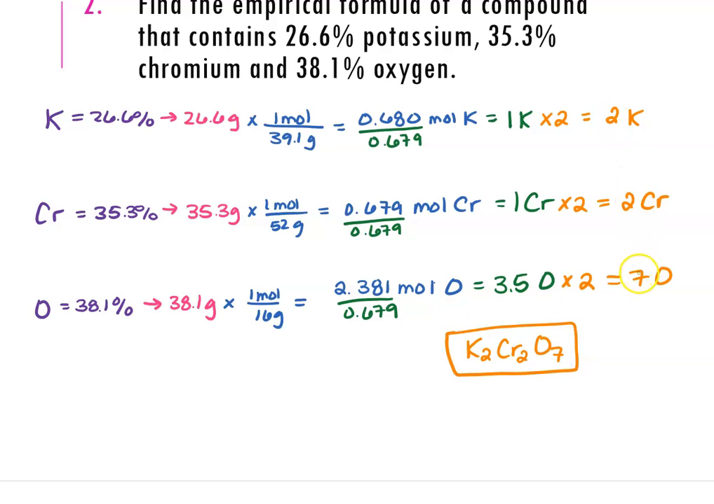Once you get to the point where you have all of the whole numbers, you still need to make sure that you come back and you write it as a formula, since we are looking for a formula. These values don't mean anything by themselves. We have to put it in the formula form in order for it to be correct.